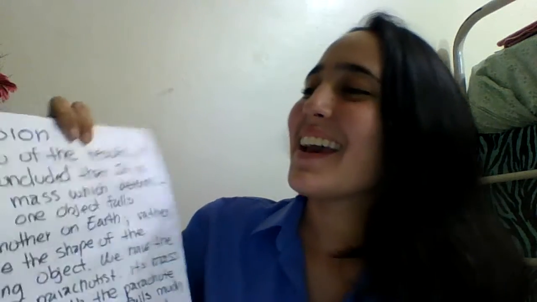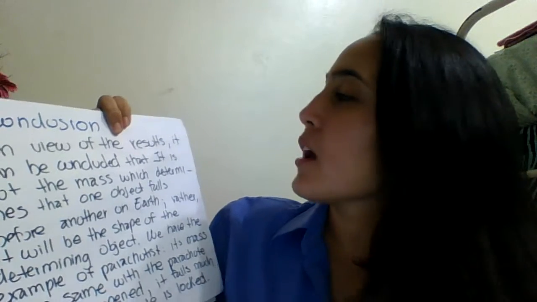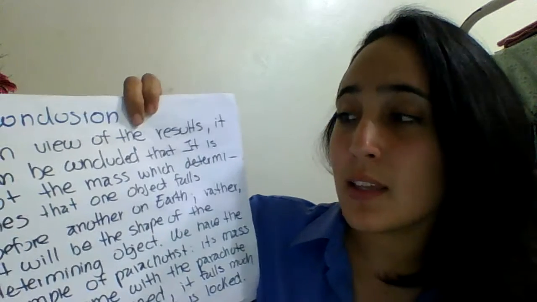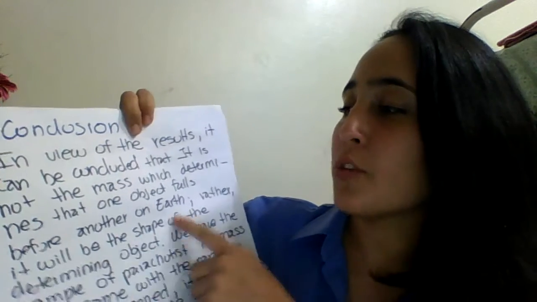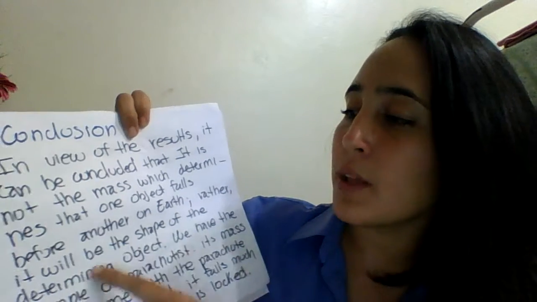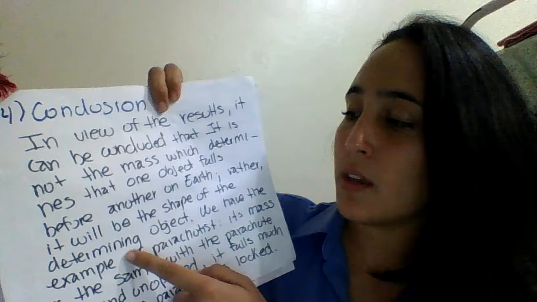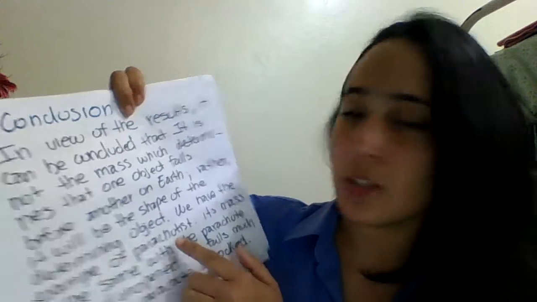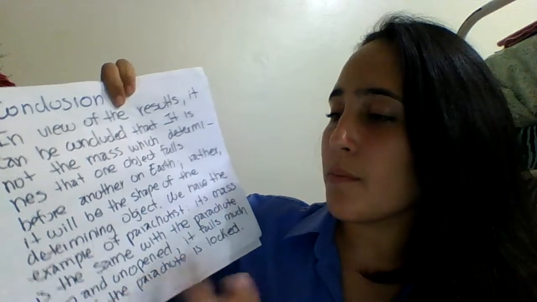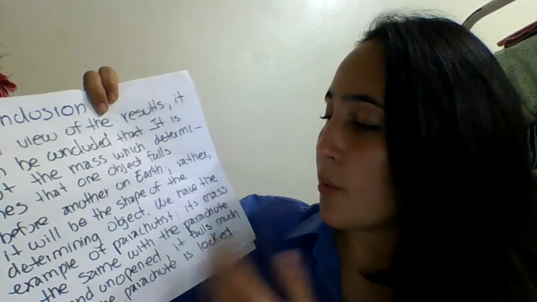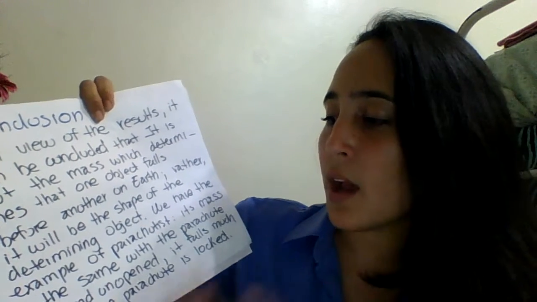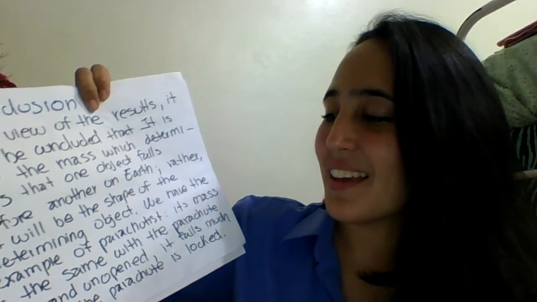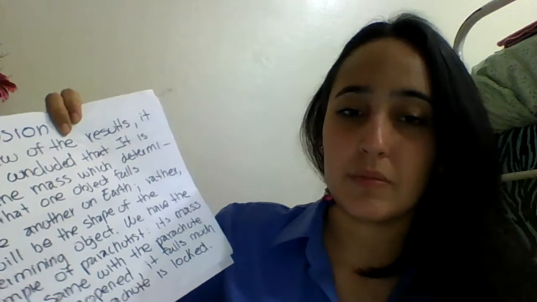Conclusion. In view of the results, it can be concluded that it is not the mass which determines that one object falls before another on Earth. Rather, it will be the shape of the object that determines it. We have the example of parachutists. Their mass is the same with the parachute open and unopened. They fall much faster if the parachute is unopened.